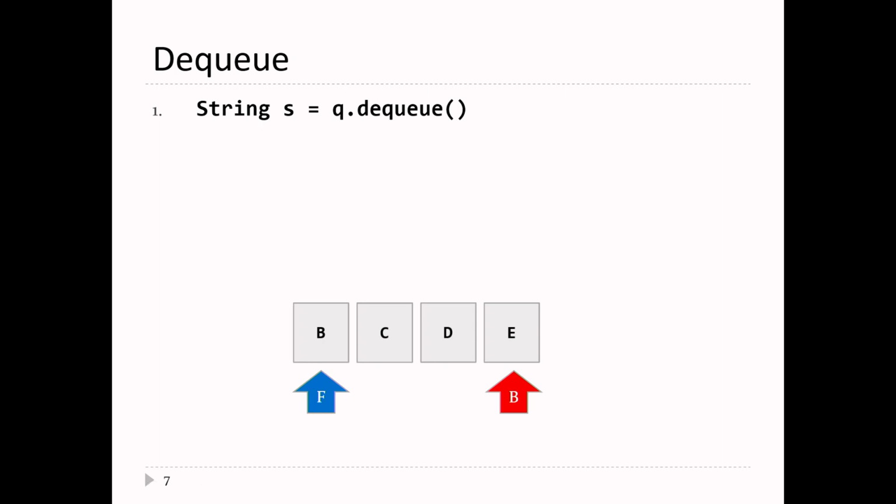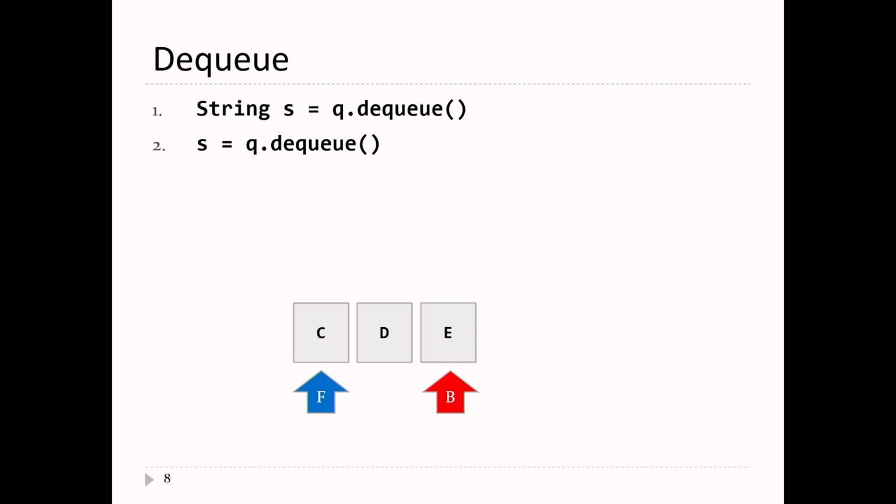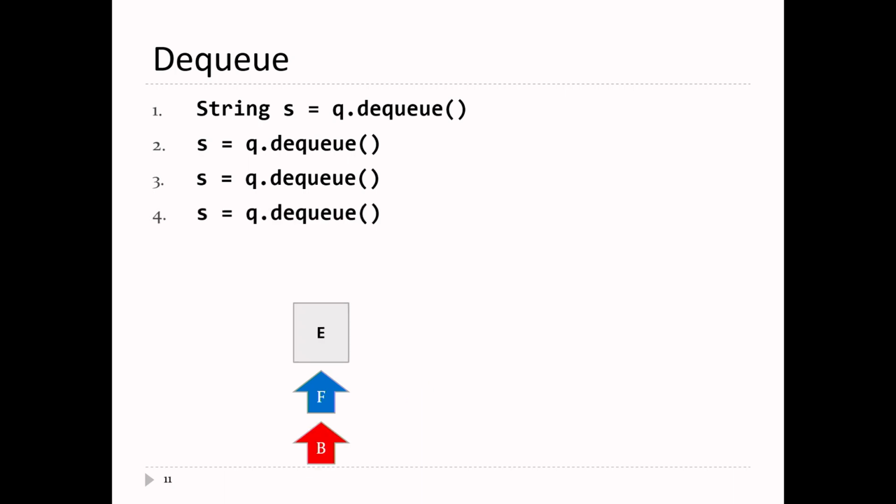So to DQ the B, the B is going to come out, and then we're going to move the front pointer to point at the C. To DQ the C, you're going to remove the element and then move the front pointer down the sequence, and so on and so on.